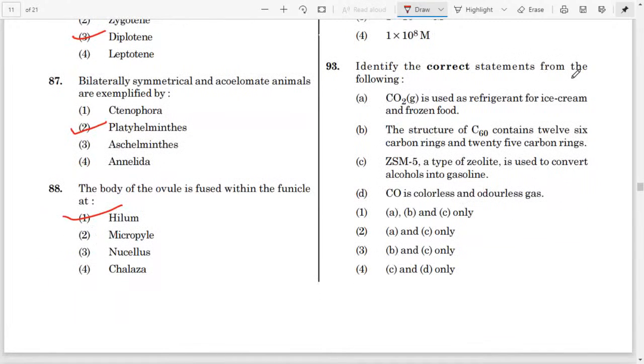Identify the correct statements from the following. Carbon dioxide is used as refrigerant for ice cream and frozen food. Is it going to be correct? No. The structure of carbon 60 contains 12 six-carbon rings and 25 carbon rings. So this is also not correct. ZSM5, a type of zeolite, is used to convert alcohols into gasoline. This is correct. Carbon monoxide is colorless and odorless gas. That is C and D. Option number 4 is the correct option, students.